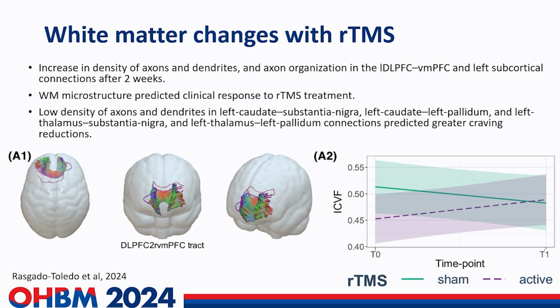And then when we look at the diffusion data, we use NODDI because we had multi-shell results, and we found that basically after stimulation we found an increase in density of axons and dendrites. So in this particular tract, which is between the dorsolateral prefrontal cortex and the ventromedial prefrontal cortex, but also we found it in some subcortical regions.